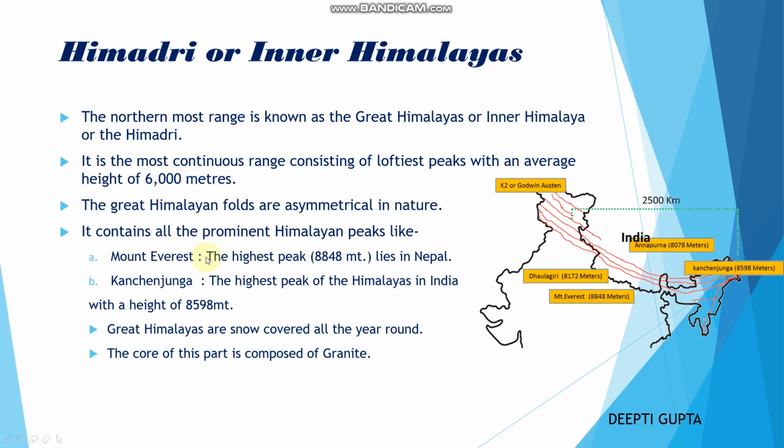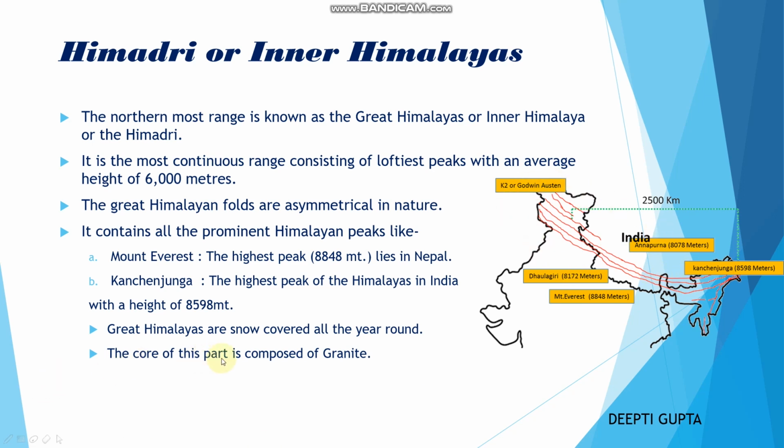Mount Everest, the highest peak, lies in Nepal. Its height is 8,848 meters. Whereas Kanchenjunga, the highest peak of the Himalayas in India, has a height of 8,598 meters. The Great Himalayas are snow covered all the year round. So they are perennial, covered with snow the whole year.